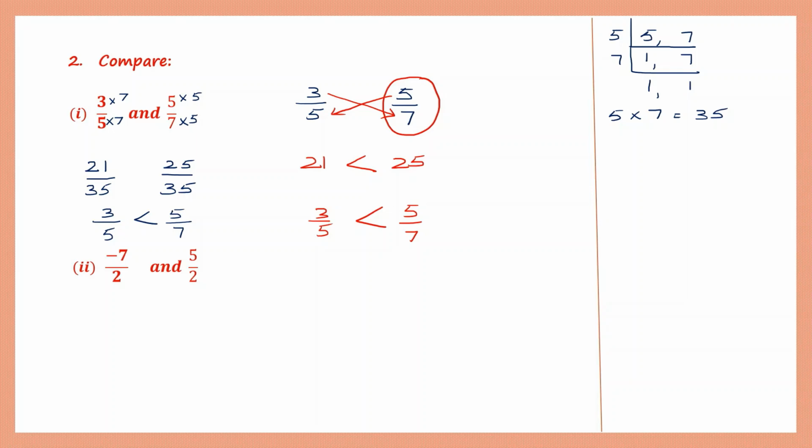Question 2, we have two rational numbers here, minus 7 by 2 and 5 by 2. Now, this is a negative number. Can you see the minus sign? So this is a negative number and this is a positive number. And we know that all negative numbers are smaller than positive numbers. Keep your number line in mind and remember that all negative numbers are smaller than positive numbers. So if I have to write these two rational numbers, minus 7 by 2 and 5 by 2, we know that minus 7 by 2 is smaller than 5 by 2 because it is a negative number.